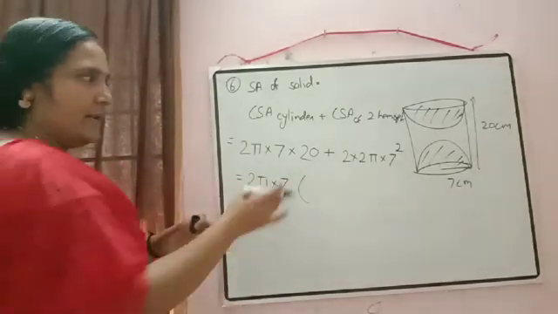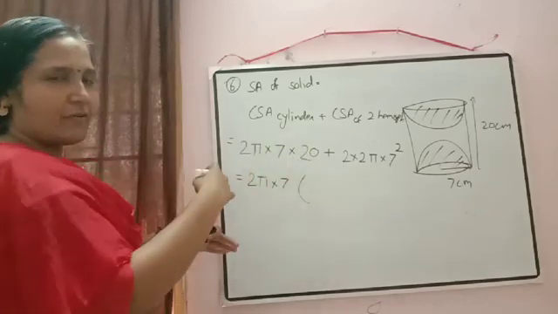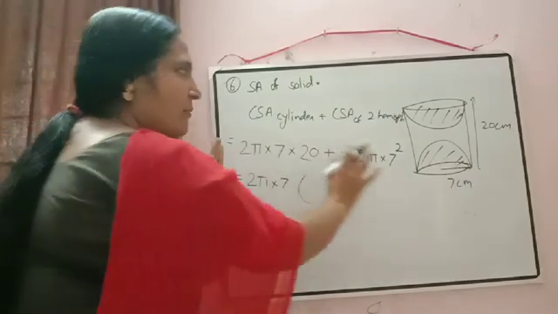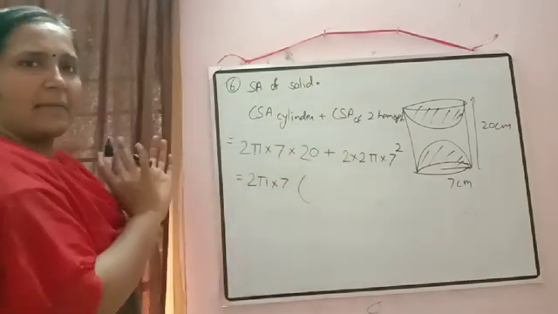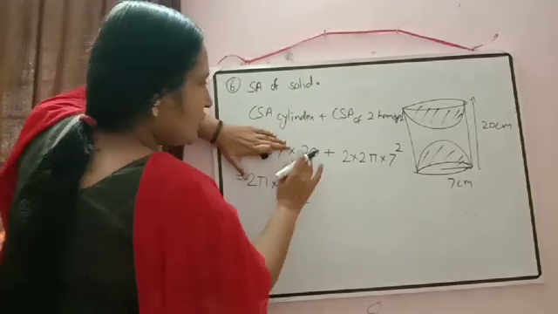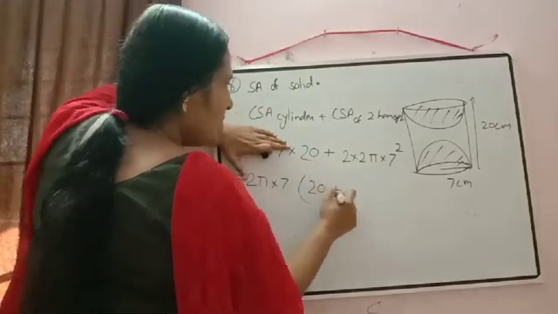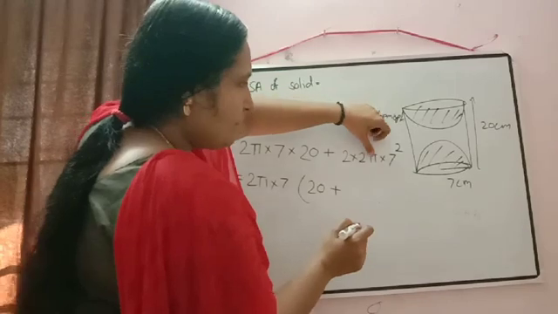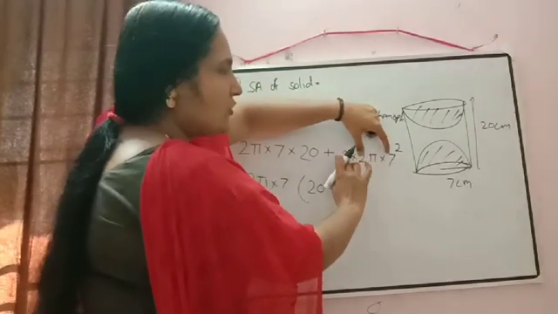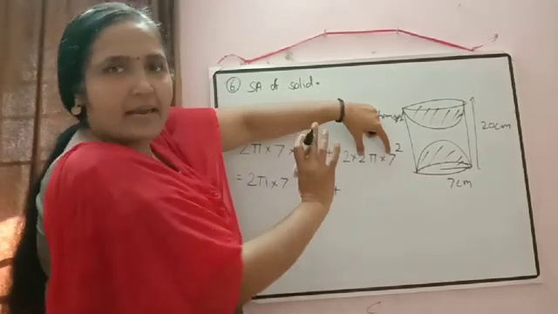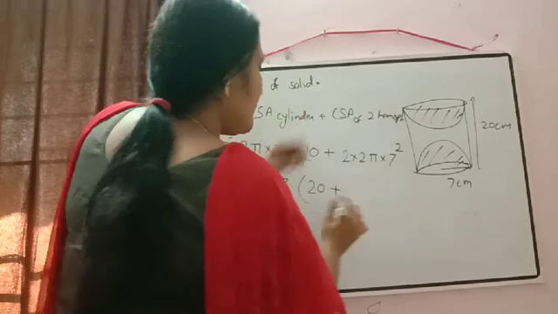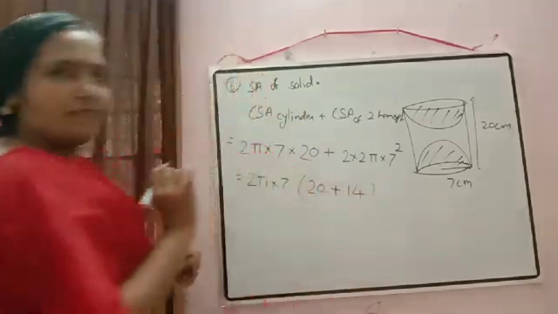If you go deeper, from here also you can take 4 common, but don't make it more confusing. Whatever common is visible here, that only I am taking common. So 2 pi and 7 taken common. What will remain in the first term? 20. Here 2 pi and 1 7 I took. So what is remaining here? 2 into 7. Correct? 2 pi and 1 7 taken common, so remaining 2 into 7, 14.